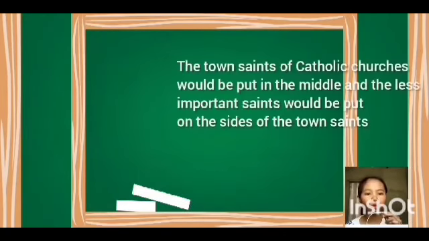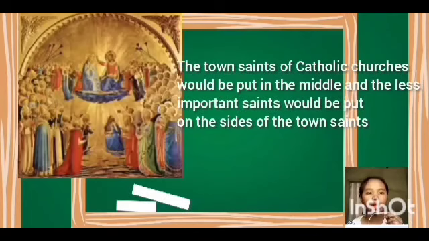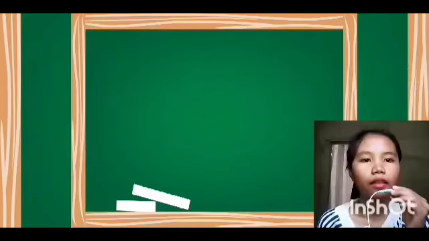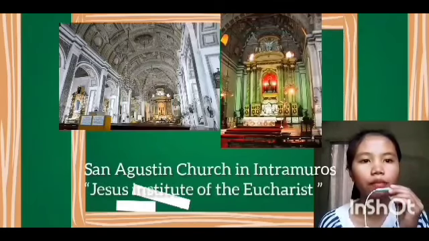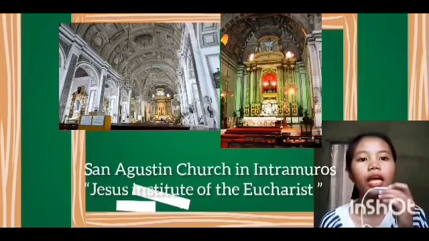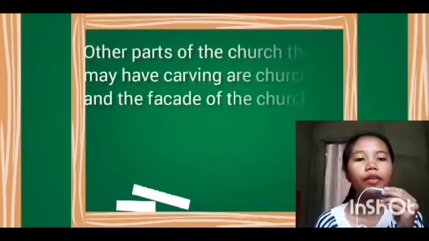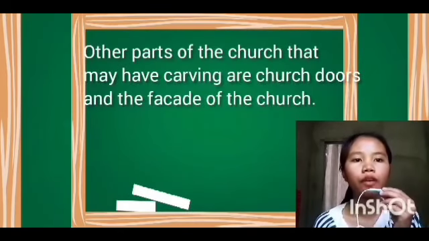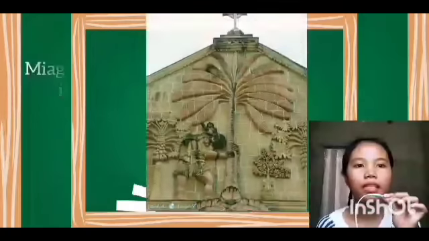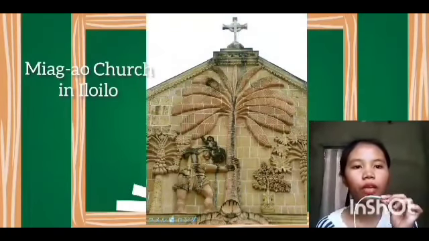As we've seen in Catholic churches, they have a figure of their town saint, and the town saint would be put in the middle, and the less important saints would be put on both sides of the town saint. The most elaborate retablos can be seen in San Agustin Church in Intramuros. Other parts of the church that have carvings are church doors and the church facade. An example is the Miagao Church in Iloilo.